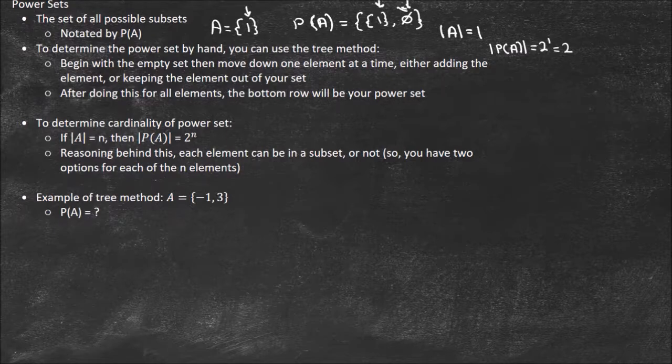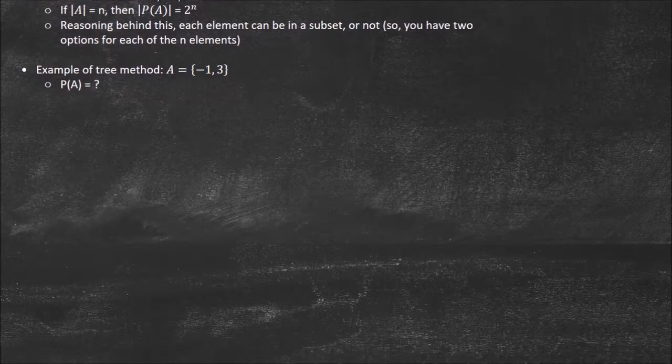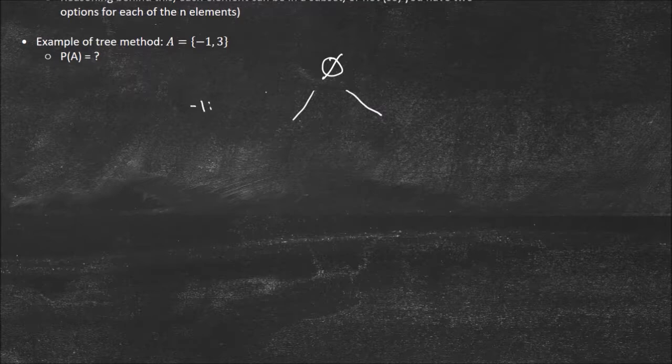Now let's get into a real example of how you use this tree method. We have A equals the set containing -1 and 3, and we want to know the power set. So let's start off with doing the tree method. It says start off with the empty set, and then for each element you either keep it or you take it out. So you either add it in or you take it out, I should say. So let's start with this one row. We're going to do -1. So add or don't add.